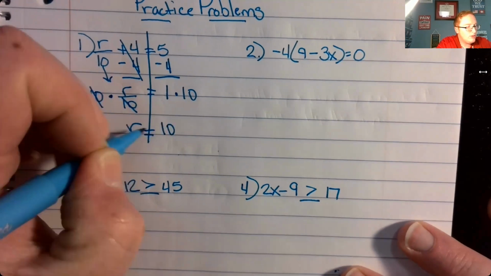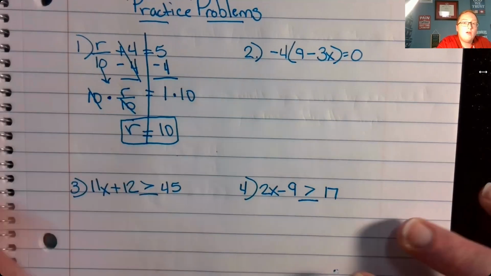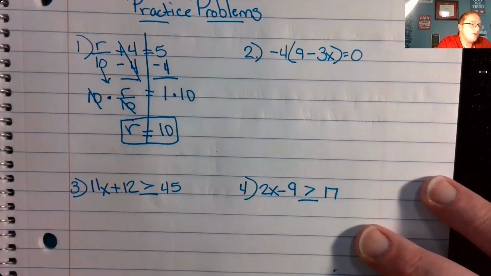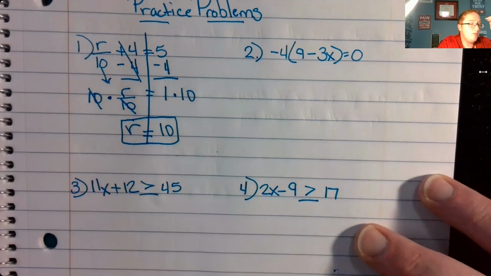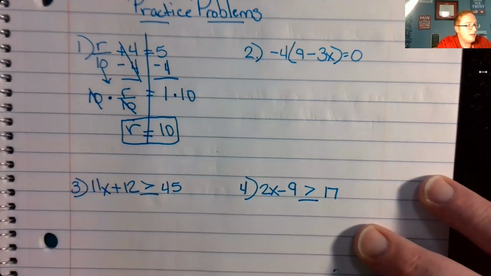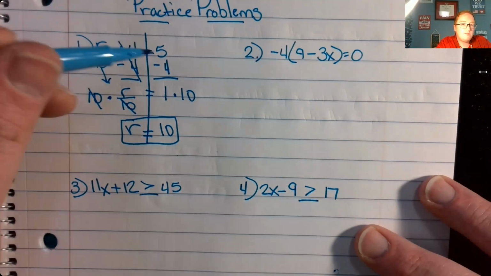Now, I do want students to start checking their work, because a lot of students just rush through this and they really don't know if they got it right. So let's go back to our original equation. What is 10 divided by 10? Well, 10 divided by 10 is 1. And 1 plus 4 is 5. So we know we got it right.